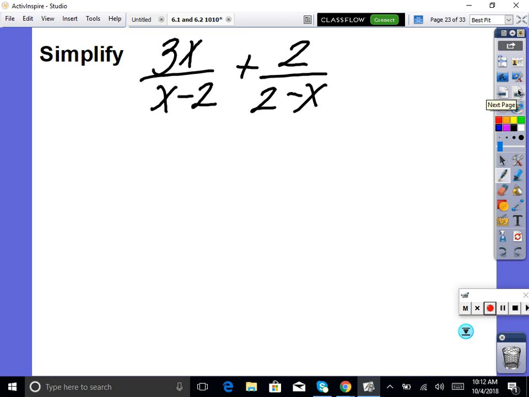Okay, so looking at this one, I would write this one down. 3x over x minus 2 plus 2 over 2 minus x. Don't just say that these are the same thing. They're not. The denominator is not the same. We've got to rewrite this appropriately.